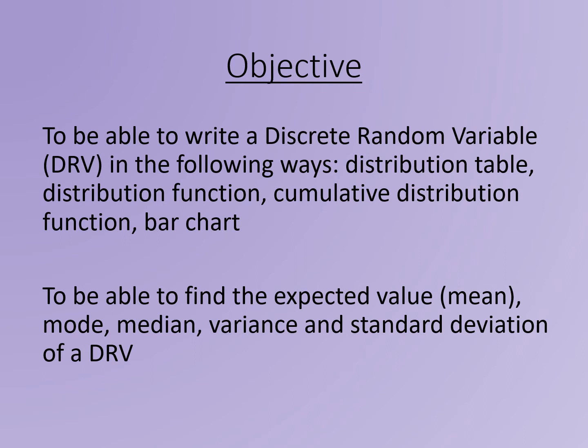In this lesson, we're going to look at the idea of a discrete random variable. We're going to look at different ways of displaying the information, such as in a distribution table, as a distribution function, a cumulative distribution function, or as a graph. And we're also going to look at how to calculate things such as the mean, mode, median, and measures of spread.